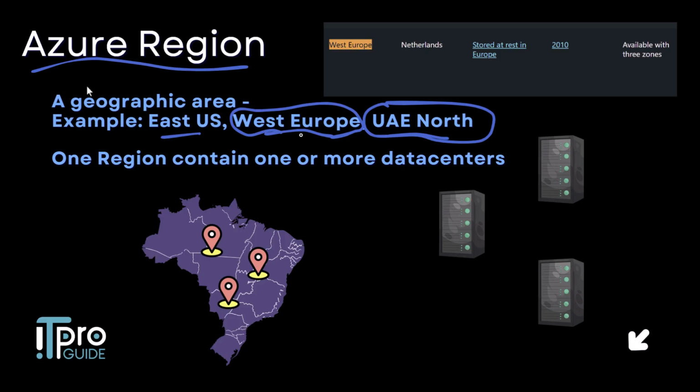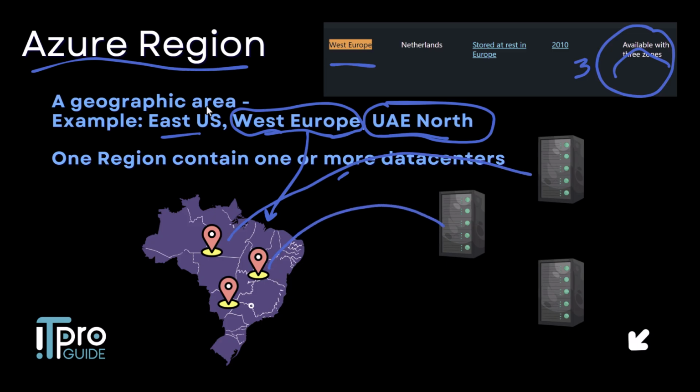Now let's take West Europe as an example. Inside the West Europe region, we have three data centers. So this is how you can say a region is a geographical location, and each geographical location can have one or more data centers. It doesn't mean that every region will have three data centers. It can be one or three. But for the example I said, West Europe, it has three data centers. So a region is the geographical location. Each geographical location can have one or more data centers.